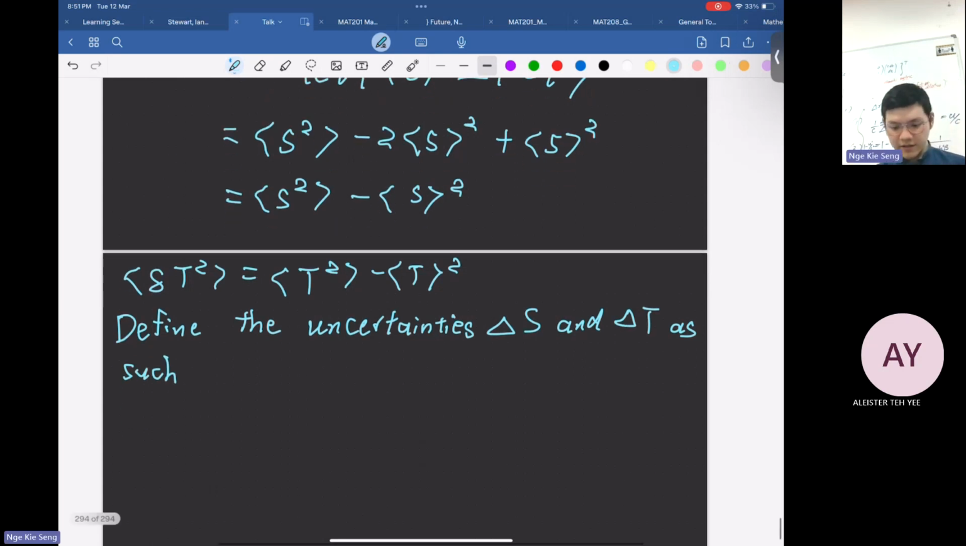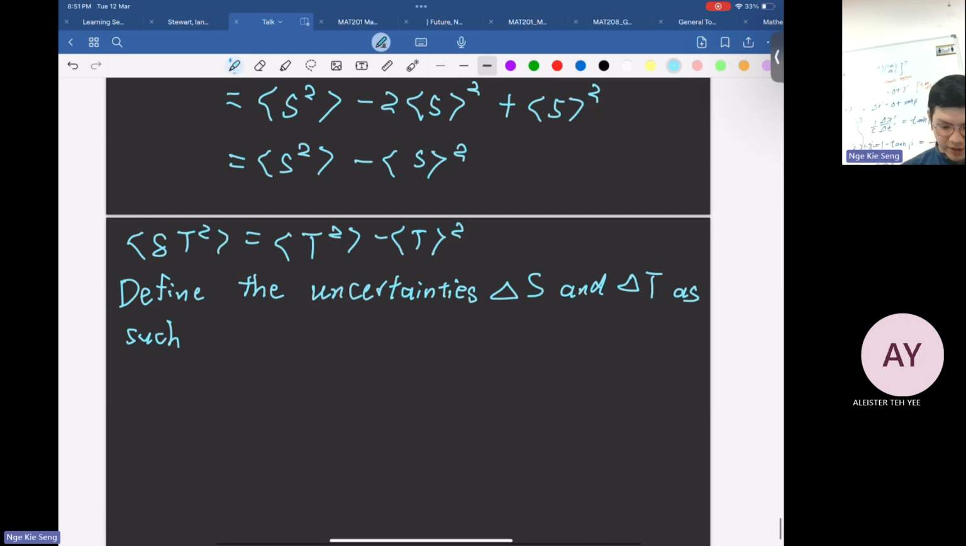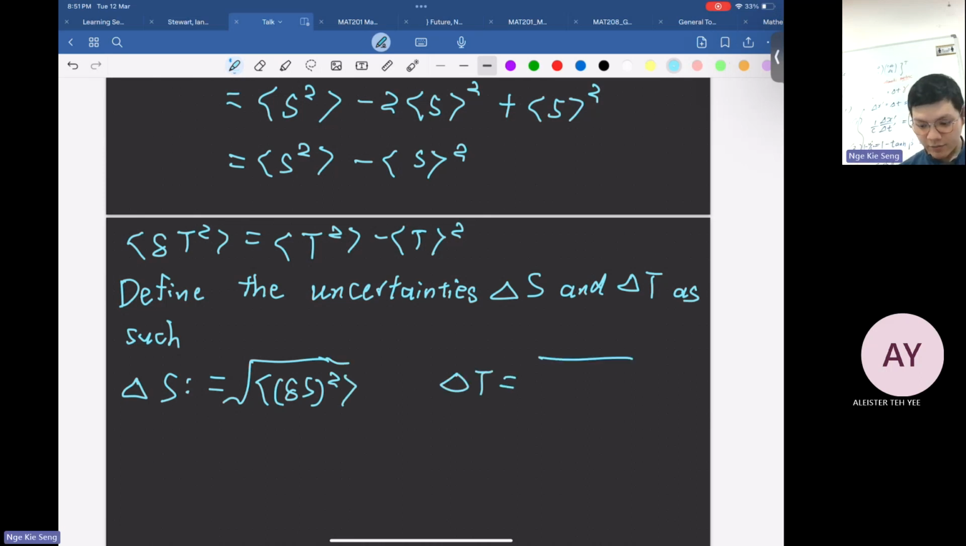Okay, so I want to define this big delta x and t. So what is this big delta x and t? I just take the square root of the number I get just now. I just take the square root of this. And what is this?